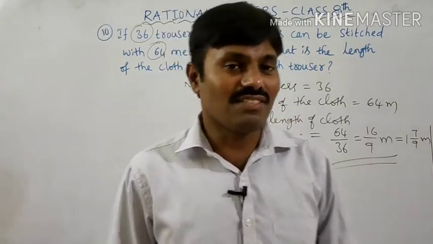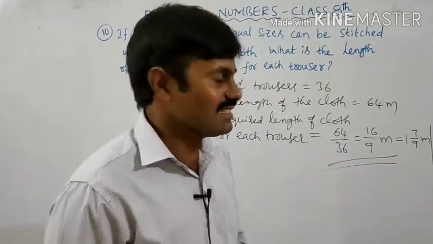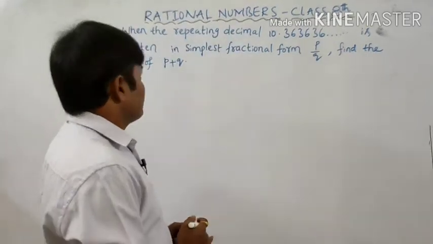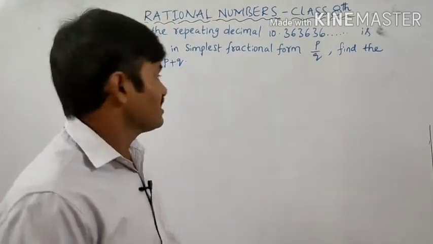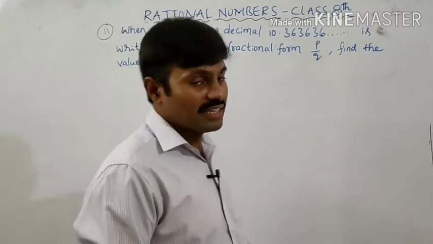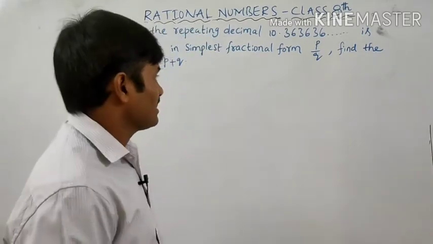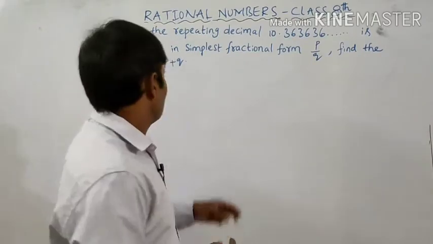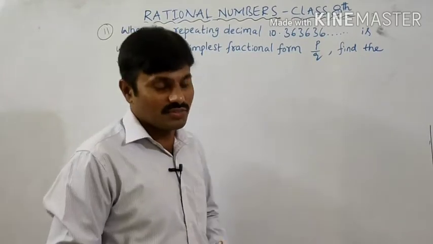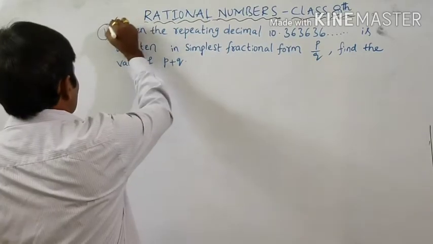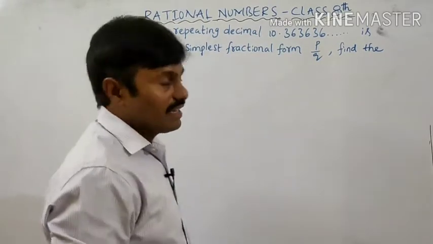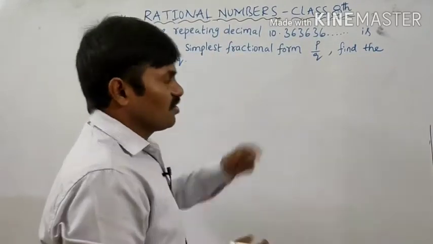Now we are going to solve the last problem of the exercise. Dear friends, now see question number 11, the last problem of this exercise. When the repeating decimal 10.363636 and so on is written in simplest fractional form p by q, find the value of p plus q. This type of question is most commonly selected as a model for competitive exams. Okay, so we know how to solve this one.